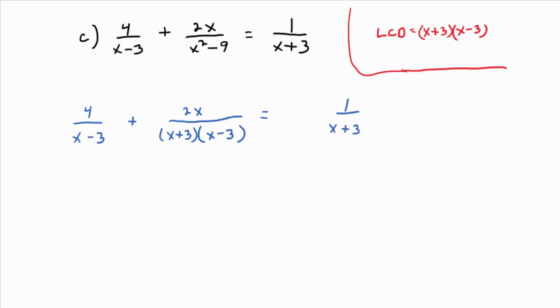So you're going to multiply this left-hand side by that LCD. You're going to multiply the right-hand side by that LCD. By the way, we're really applying the balance principle when we do that, right? You have to remember to multiply both sides of the equation by the LCD.